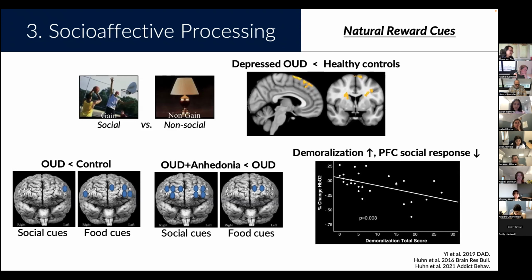Then they did a correlation between the prefrontal response to social cues and a measure of demoralization. Demoralization is basically a sense of existential anxiety, where you feel meaningless, hopeless, and unable to cope with your daily stress. They found that a lower prefrontal response to social cues was associated with a higher subjective feeling of demoralization.